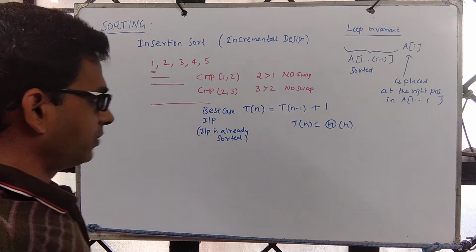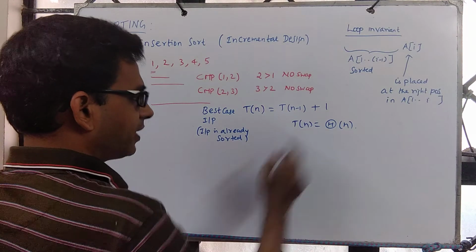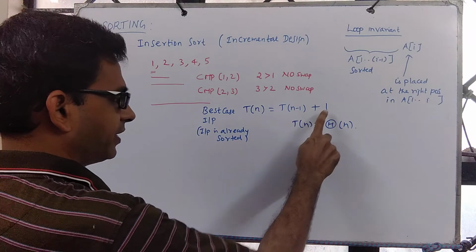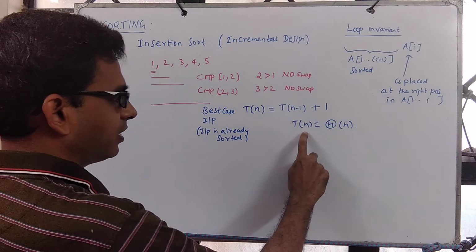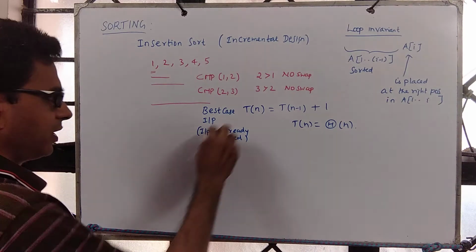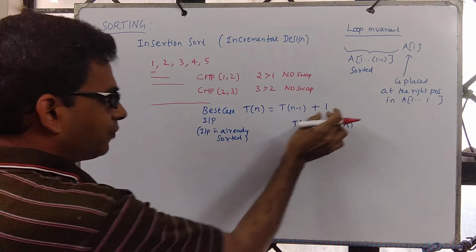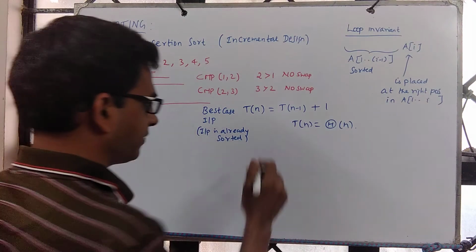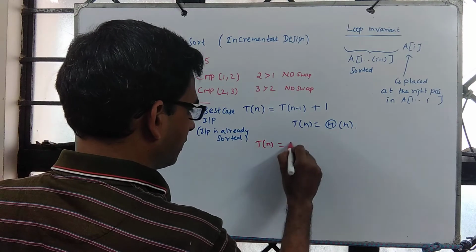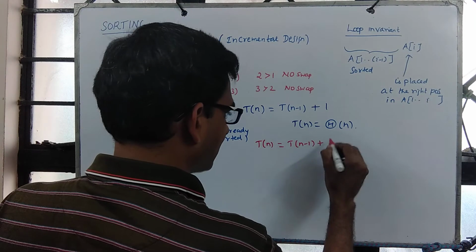So you see that when it takes just one comparison at each iteration, it is theta of n. This can even be generalized. Instead of one comparison, you spend some constant number of comparisons, so some few elements are out of order. So T of n is equal to T of n minus 1 plus some constant.